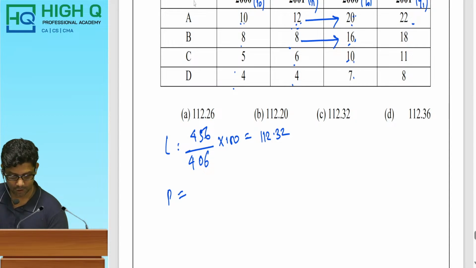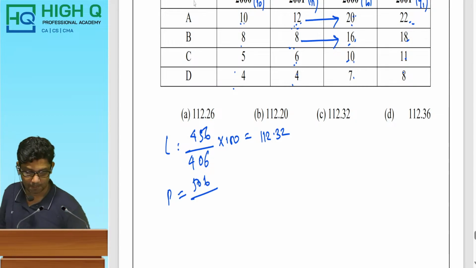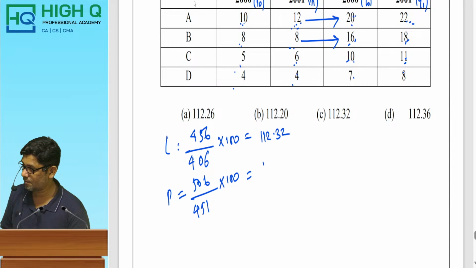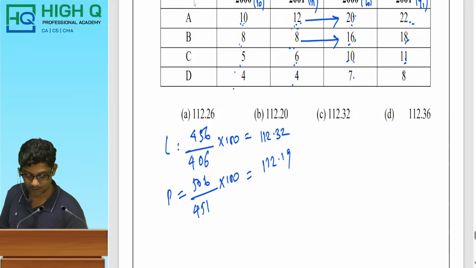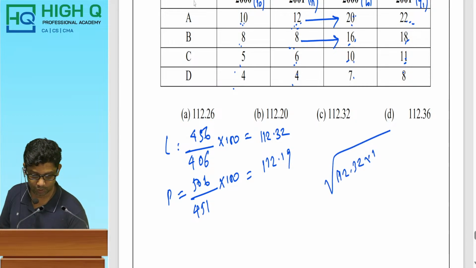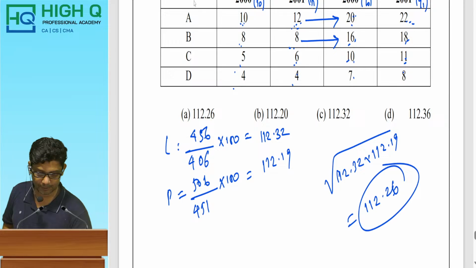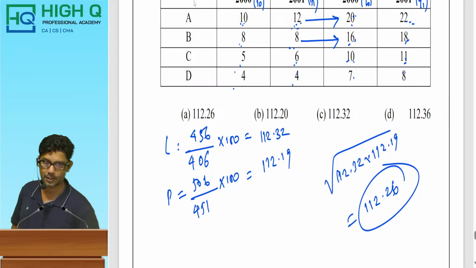What is Paasche? Sum of P1 Q1: 12 into 22 plus 8 into 18 plus 6 into 11 plus 4 into 8, divided by sum of P0 Q1: 10 into 22 plus 8 into 18 plus 5 into 11 plus 4 into 8. What is it? So the square root of 112.32 times 112.19 is approximately 112.26. Correct?